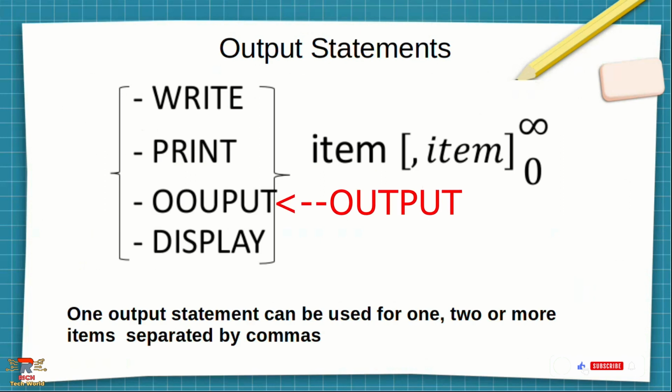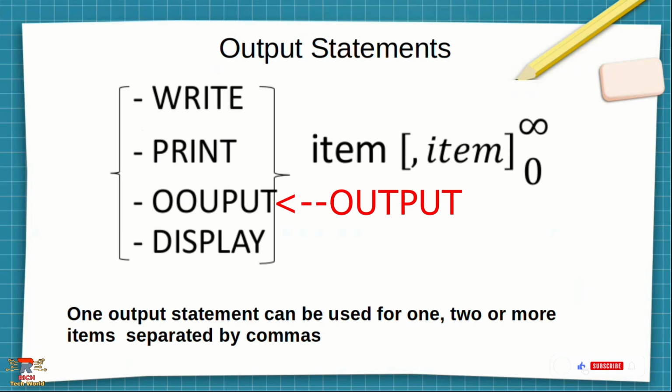Output statements can be used for one, two, or more items separated by commas. So if you have a variable called name, a variable called number, and a variable called age, and you want to display the content of all these variables, you could just use one output statement, maybe write. You just say write name, number, age, separated with commas. That is going to display the content of all these variables for you.